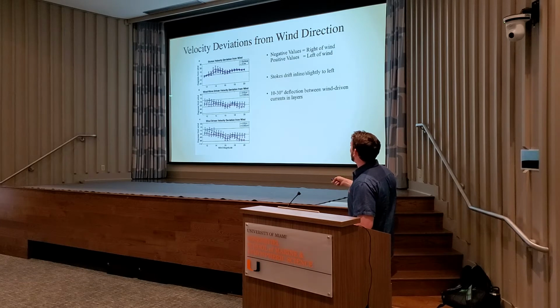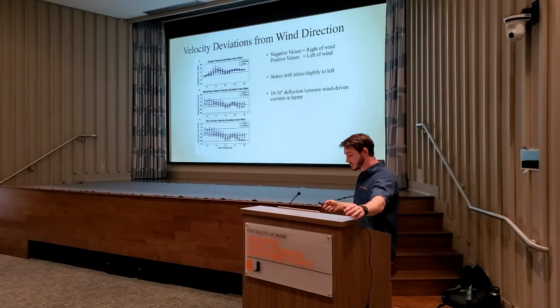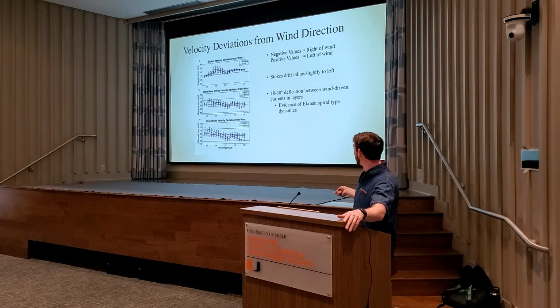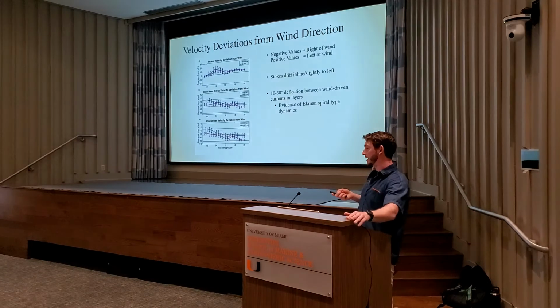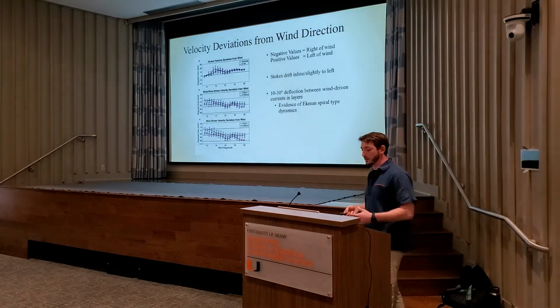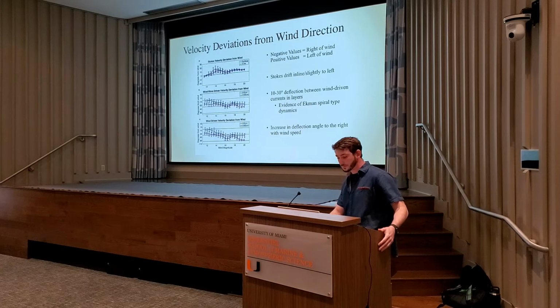Last thing, the middle plot minus the top plot gives us the bottom plot. So wind and wave minus Stokes drift, which is the wave component, equals the purely wind-driven component. So we can see there's a 10 to 30 degree deflection between the wind-driven layers, which gives us some indication that there could be some Ekman-type spiraling dynamics happening right at the surface of this wind-driven current.